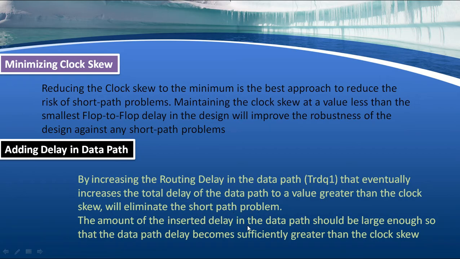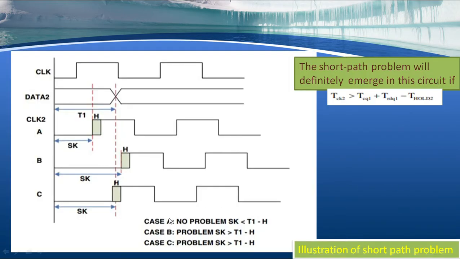The amount of inserted delay in the data path should be large enough so the data path delay becomes sufficiently greater than the clock skew. That means the condition will be that slack will be less than T1, that is this clock time, this much minus H is greater than this. So this is less than this.